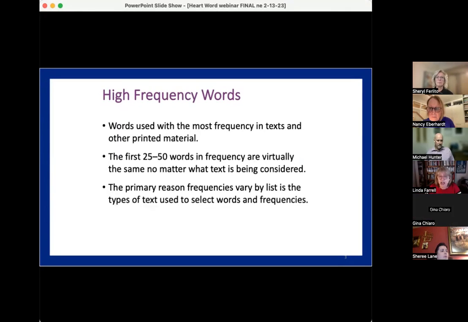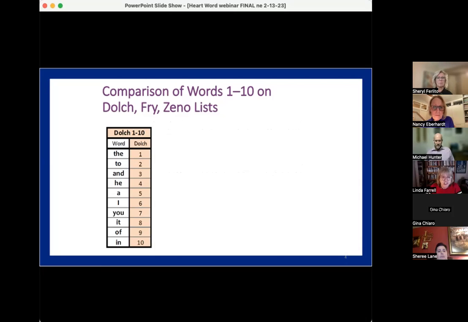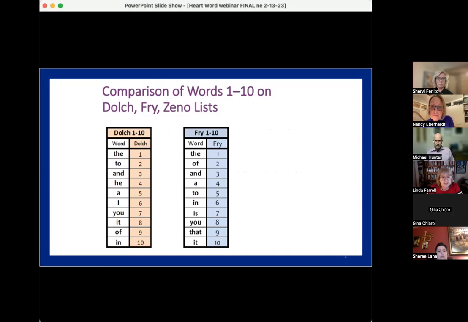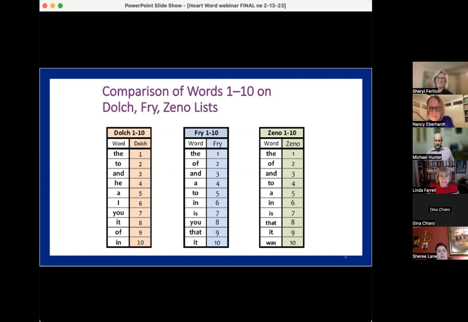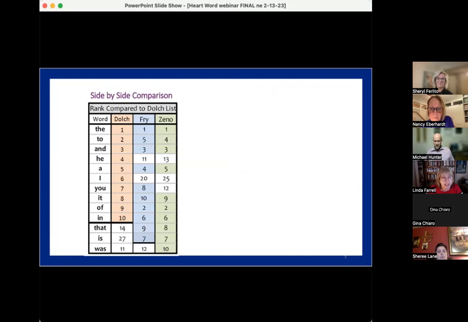So let's look at some high frequency words. I want to show you that this is the Dolch list. It's the first 10 high frequency words on the Dolch list. If we look at Fry, this is the first 10 words on the Fry list. We look at Zeno, this is the first 10 words in order on the Zeno list. Now let's compare them. If you look, you see we've sorted these by Dolch first because it's the most popular list. You see that the Dolch list has 10 words.